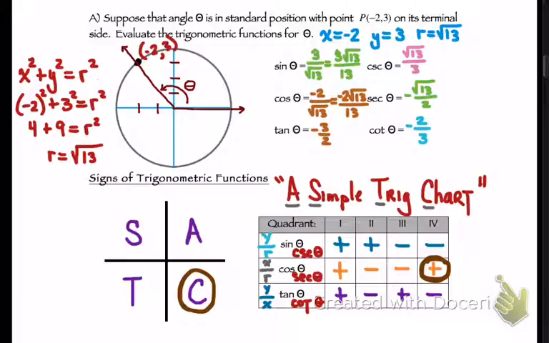So if you remember a simple trig chart, you should be able to remember which ones are positive and negative and in what quadrant they are in.